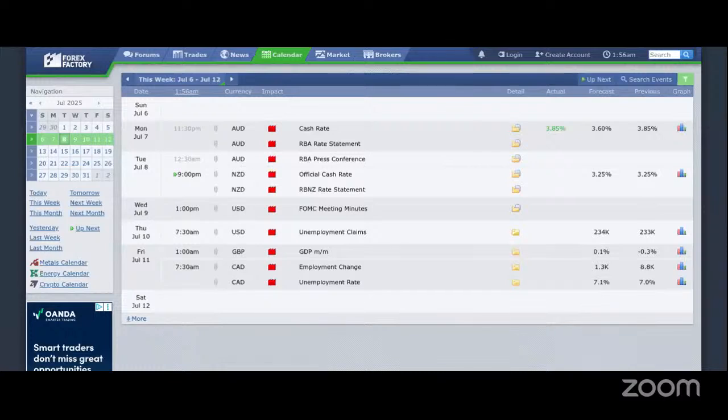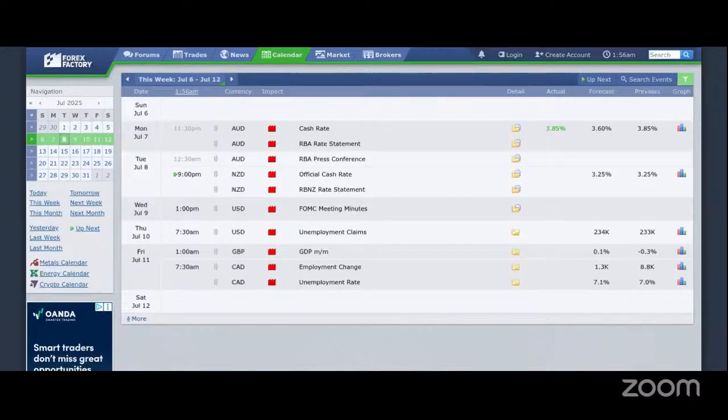This is Forex Factory, probably the cleanest setup in terms of news involving foreign currency. For Tuesday, July the 8th, we've got 3 announcements. We have a press conference to be done by the Royal Bank of Australia. In fact, they're already done with that. We'll discuss what they talked about. And then at 9 p.m. tonight, we have the official interest rate decision by the Royal Bank of New Zealand, followed immediately by a statement to be released by the Royal Bank of New Zealand.